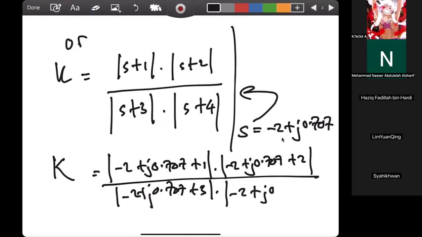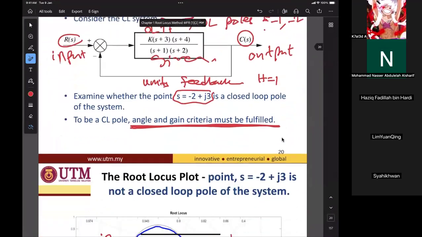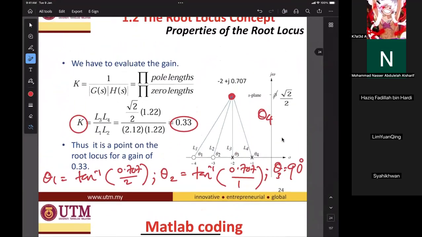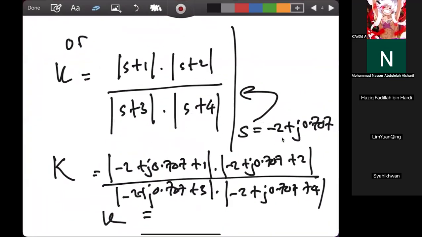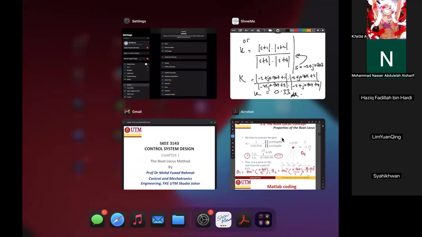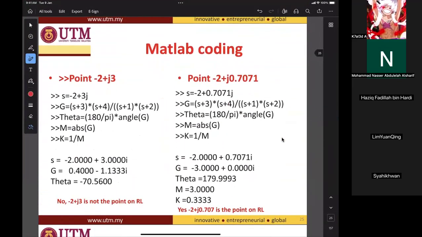Minus 2 plus J 0.707 plus 1. If you use a calculator, you will get the same answer as my notes, which is 0.33. You can check later. If not the same, WhatsApp me. This is another way, and I think it is much better compared to the Pythagoras theorem using L1, L2, L3, and L4. So to check the point, this one is not satisfied, and this one is satisfied.